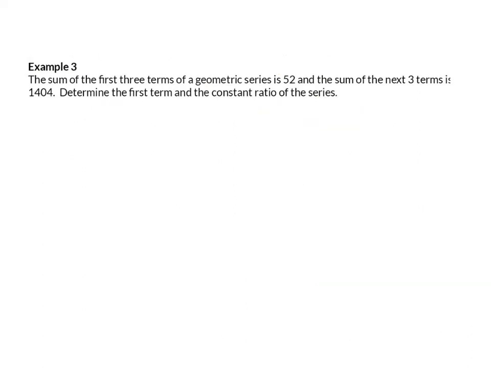Example 3. The sum of the first three terms of a geometric series is 52, and the sum of the next three terms is 1404. Determine the first term and the constant ratio of the series. Now, once again, the first thing that is important is that they say it is a geometric series, and this means we are going to focus on formulas that contain a constant ratio.